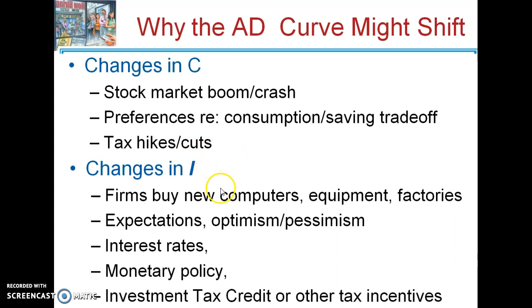Investment. If all of a sudden people feel optimistic as the economy improves or something like that, that can increase their overall investment by businesses. Low interest rates can increase investment. Monetary policy, adjusting the interest rates in the economy, raising or lowering them by the Federal Reserve can change the investment in the economy. And then governmental policy that might encourage investment, like tax write-offs for businesses or something like that. So you could see how this could change the investment component and shift the aggregate demand curve around.